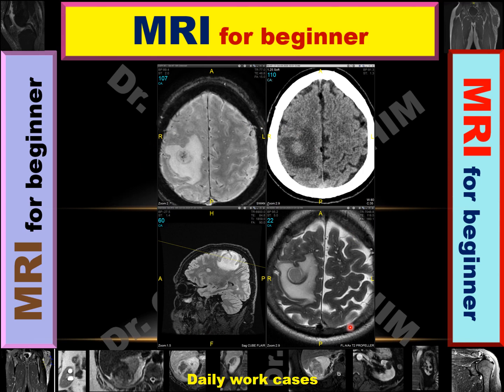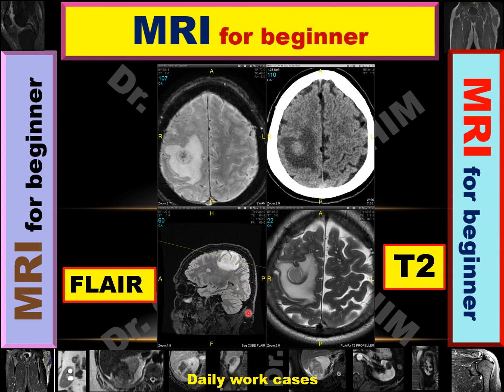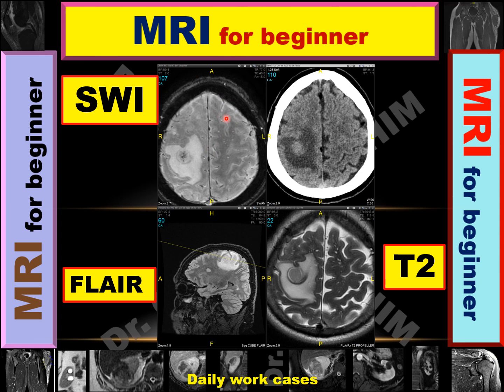However, now we study the sequence. First, look for the CSF. If CSF is bright like this in the subcortical sulci, you're dealing with T2 weighted image. However, if the CSF appeared dark and the white matter is darker than the gray matter, you're dealing with the FLAIR image because the detail is clear also. However, the white background represents SWI, susceptibility weighted image.